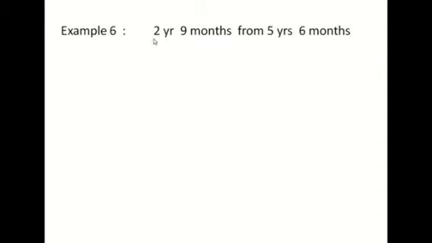Here you have to subtract 2 years 9 months from 5 years 6 months. So please arrange.